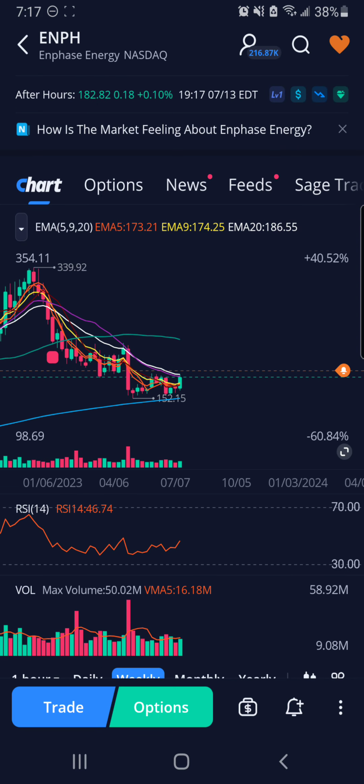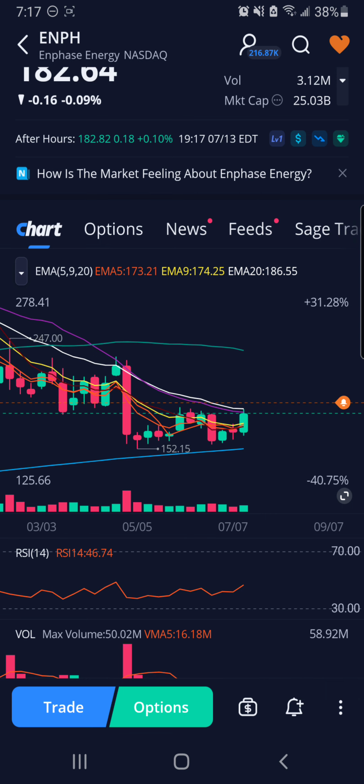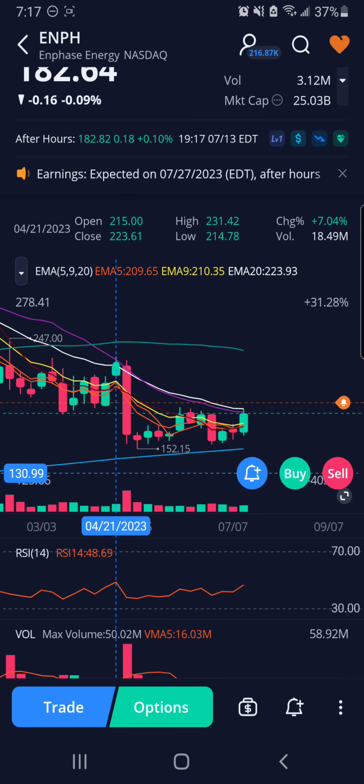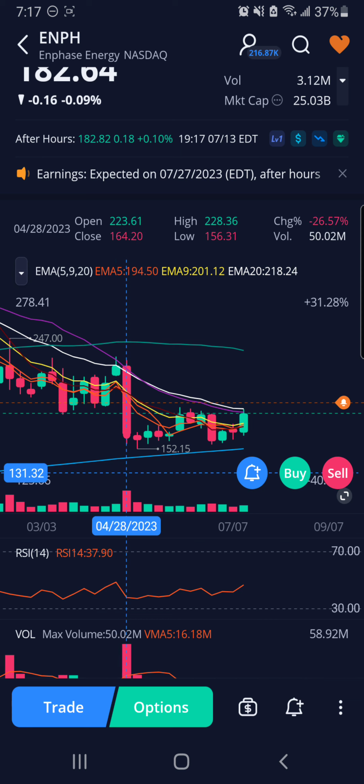Now you see this week here. You see this big red candle. It went from the high of 228.36 to 156.31. You can see the prices next to the date.